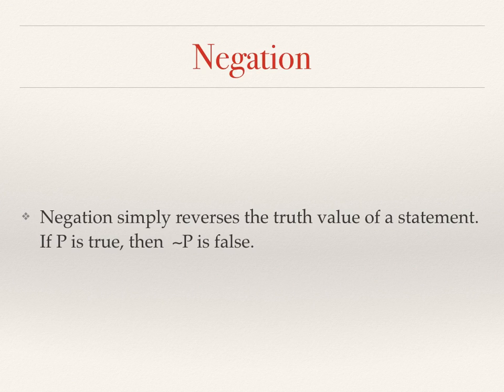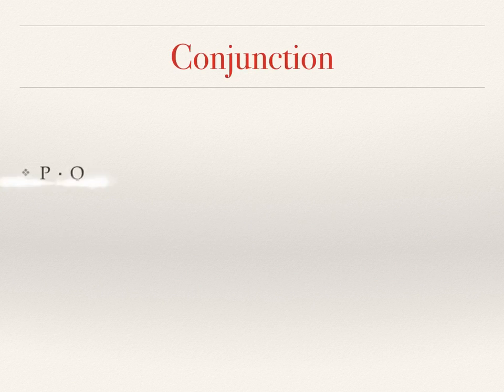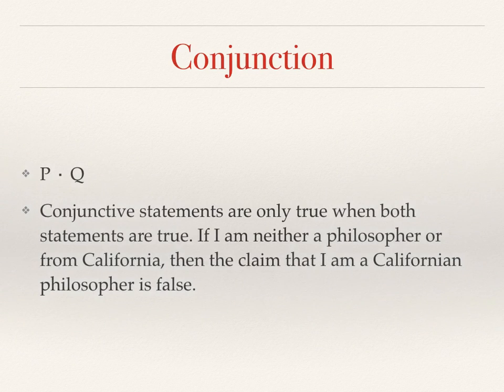Negation simply reverses the truth value of a statement. So if P is true, then not P is false. Fairly straightforward. Conjunction. In P and Q, conjunctive statements are only true when both statements are true. So we've been looking at this one a fair bit. If I am neither a philosopher nor from California, then the claim that I'm a Californian philosopher is false.